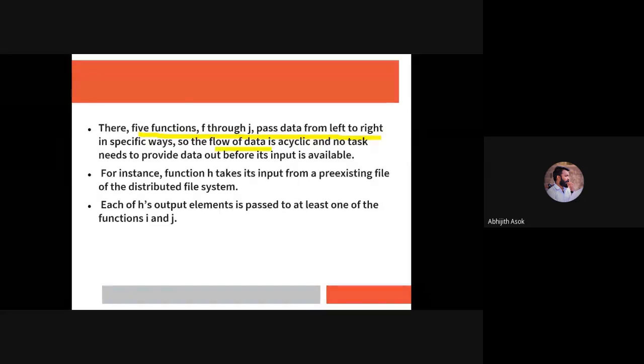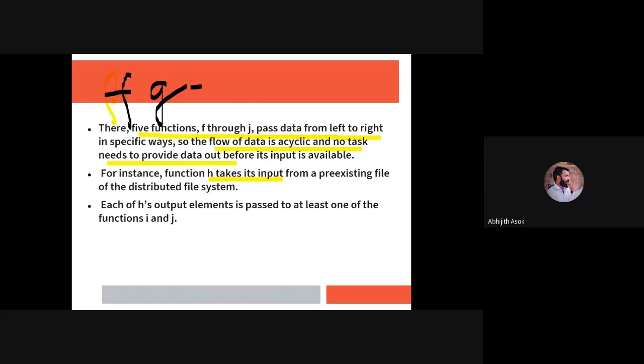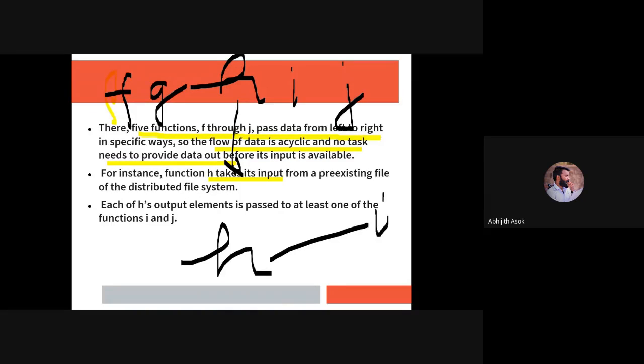So the flow of data is acyclic and no task needs to provide data out. Function h takes its input from a pre-existing file, and the output of x is at least one output of i or j. So we have functions f, g, h, i, j.